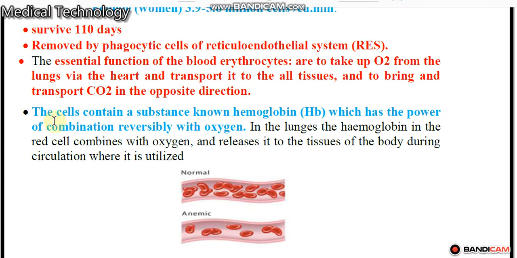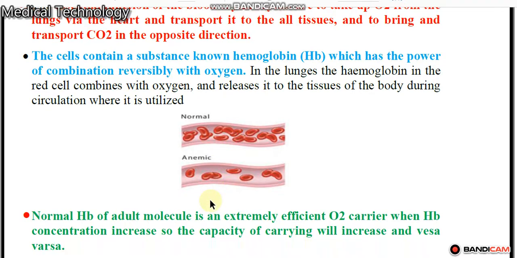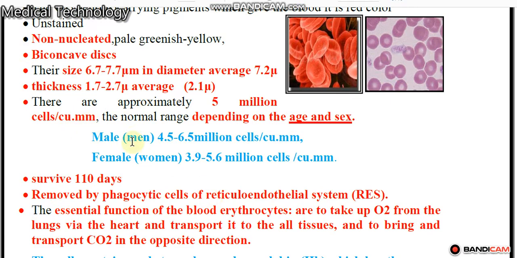RBC or erythrocytes contain a substance known as hemoglobin, which has the power of combination reversibly with oxygen. This is the range of normal values of RBCs in male and this in female.